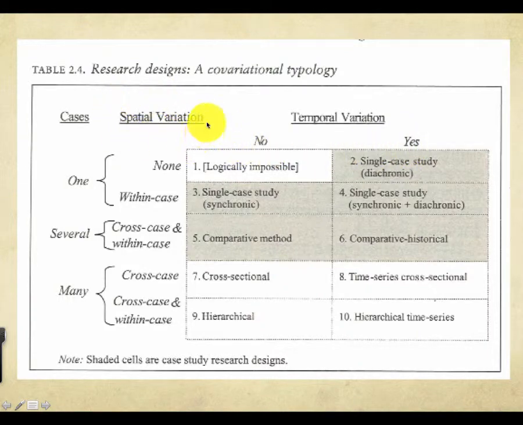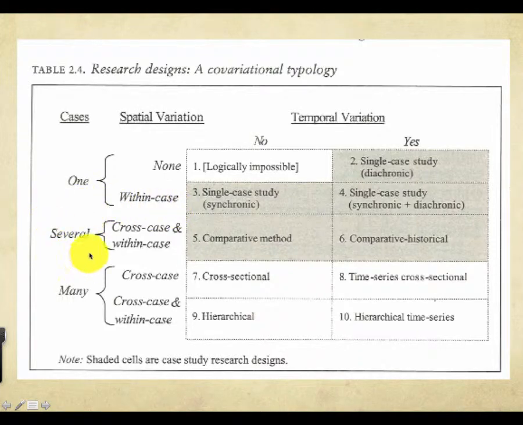And the other type of variation is how many cases do you select, and how do these cases vary across space? Do you have a single case? And if you have a single case, do you focus just at the national level or at within-case variation? Within-case variation, for example, would be focusing not just on the United States, not just on Congress, but also looking at state legislatures.